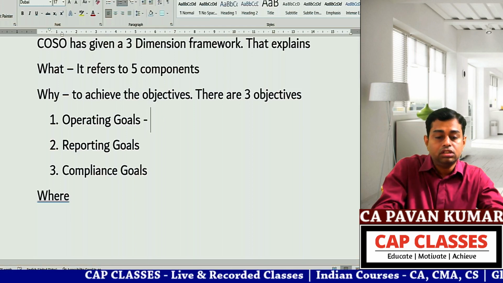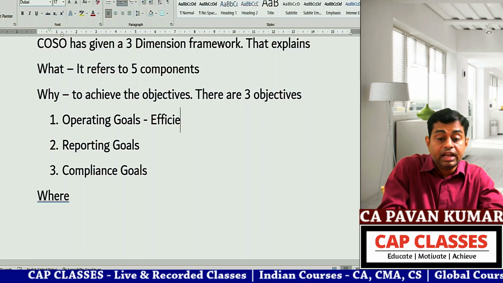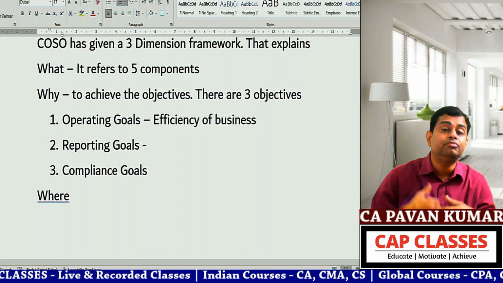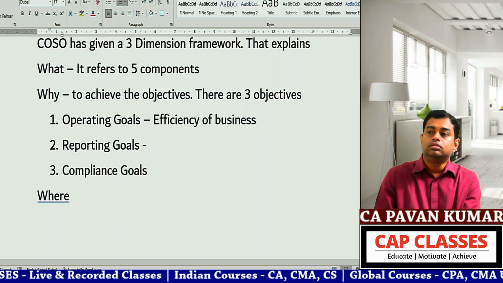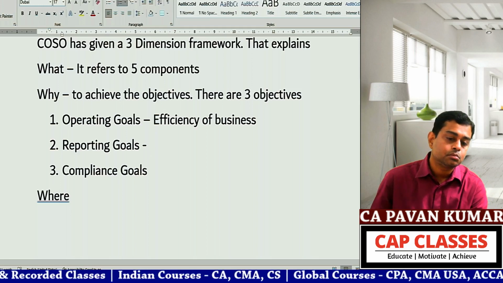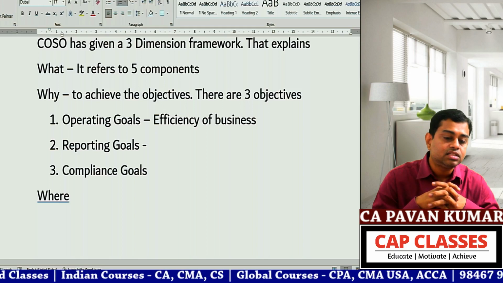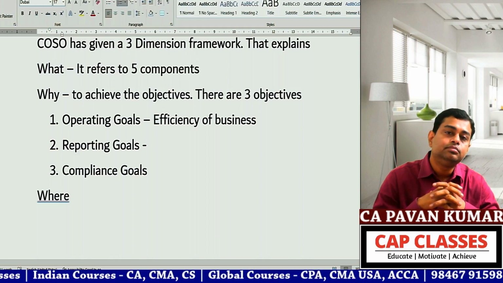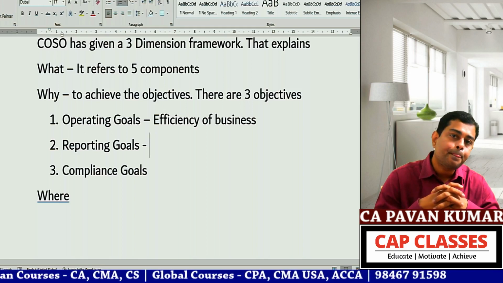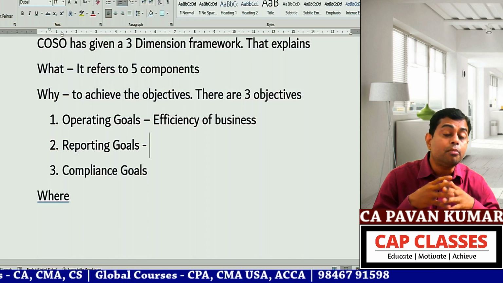Okay, operating goals: efficiency of business. This improves the efficiency of business, minimizing the losses, safeguarding the assets, preventing errors and frauds, increasing the efficiency and productivity. These are operating goals.